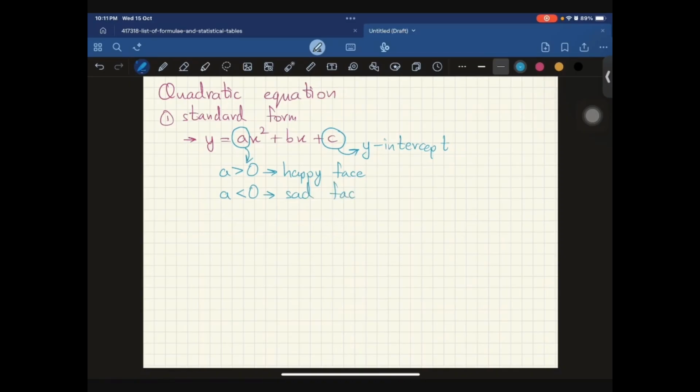Now this seems difficult to remember, but it's very easy. If you think of it in this way, if the value of a is greater than 0, then that means the value of a is positive. So if the value of a is positive, then you're happy. So positive equals happy, so a happy face curve. And on the other hand, there's a less than 0, which means that a is negative. So if a is negative, negative equals sad, so it's a sad face curve.